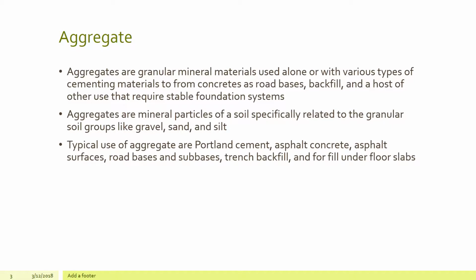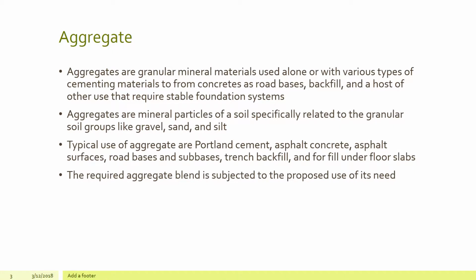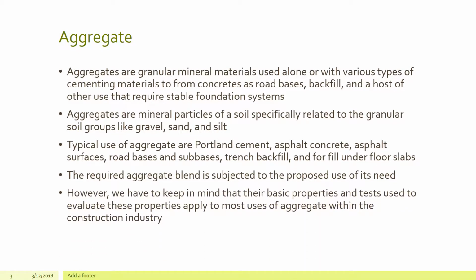Typical use of aggregate: Portland cement, asphalt concrete, asphalt surfaces, road bases and sub bases. We're going to use trench backfill materials and fill under floor slabs and things along these lines. The required aggregate blend is subject to the proposed use of its need. Again, this comes from the design professionals who are going to spec out what requirements they're looking for in order to create a good base that our structure is going to sit on top of. We have to keep in mind that the basic properties and tests used to evaluate these properties apply to most uses of aggregate within the construction industry. So it's pretty much a standard that we're going to follow to get a good understanding of how these particles are going to act and form together during our compaction and things along these lines.